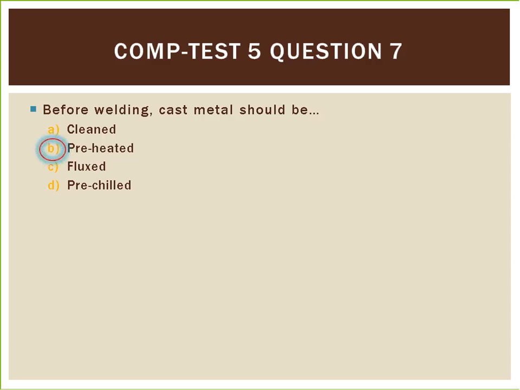C is the incorrect answer because the flux is usually distributed from the electrode during the welding. D is the incorrect answer because the best results when casting metal include preheating, not chilling.